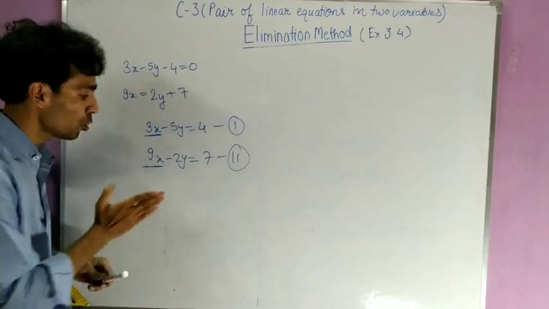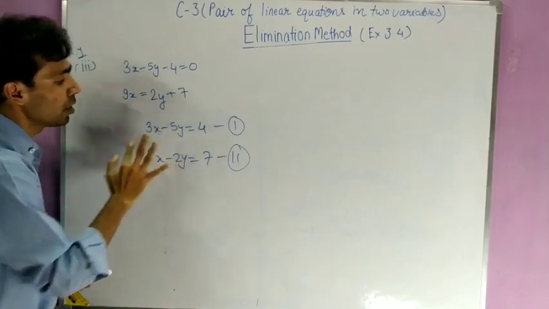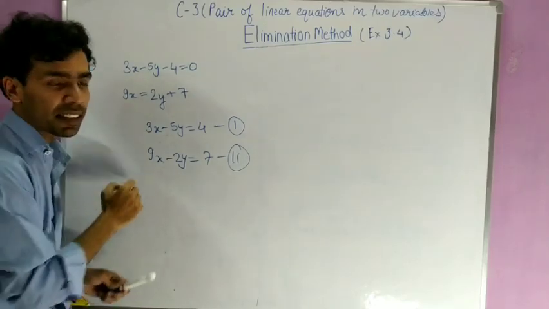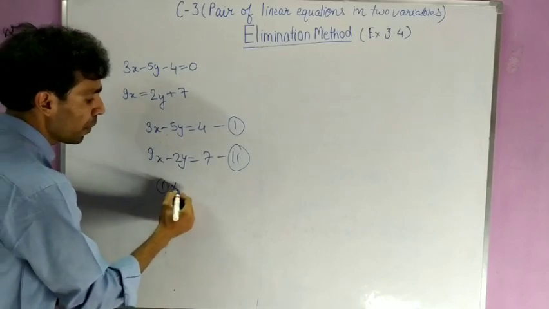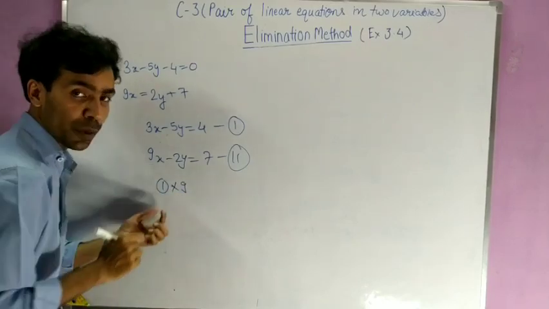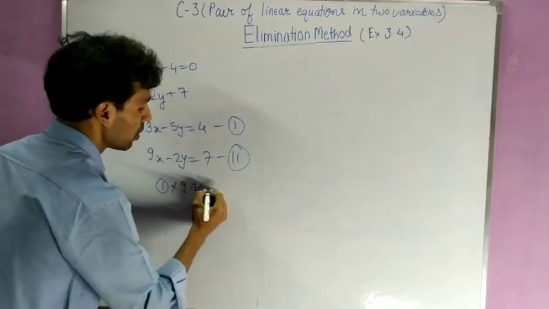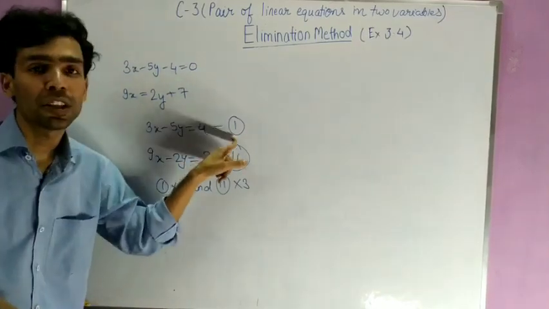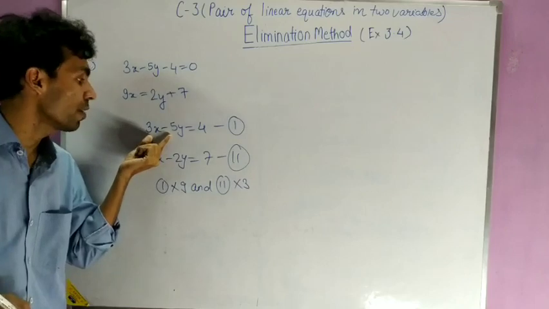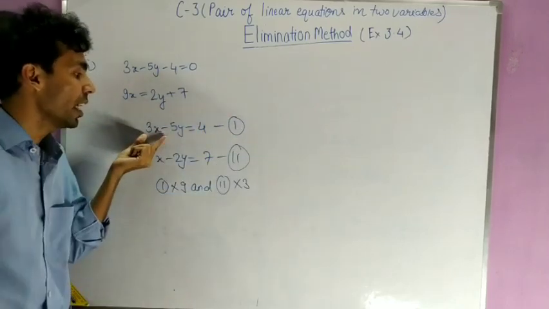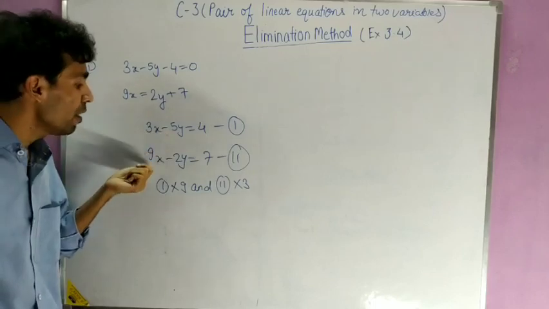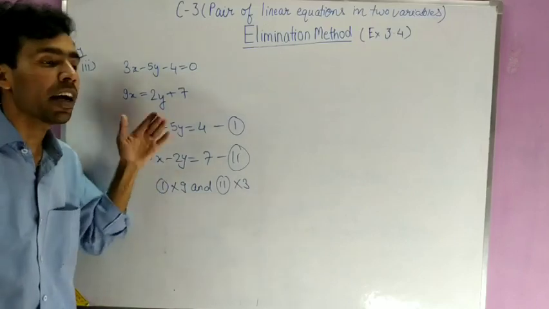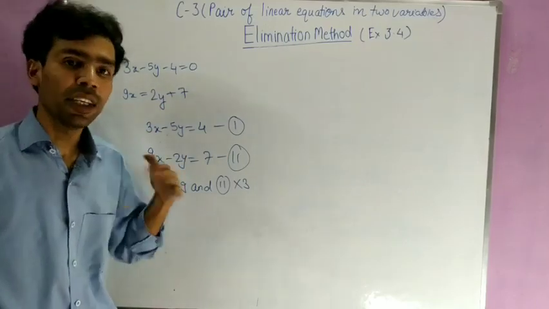Okay, the same should come here also. So see how it can be. When different numbers are there, see, here is 3 and here is 9. So what you do, you multiply equation 1 by 9 and equation 2 by 3, because when 9 will multiply to equation number 1, here will become 27x, and when 3 will multiply to equation number 2, here will become 27x. So both equations will have the same terms of x. So in that case we can eliminate.